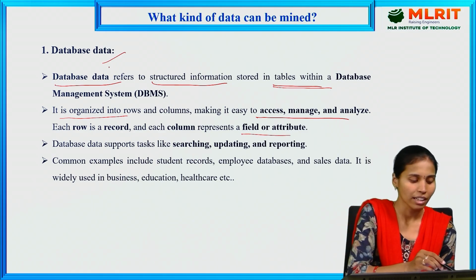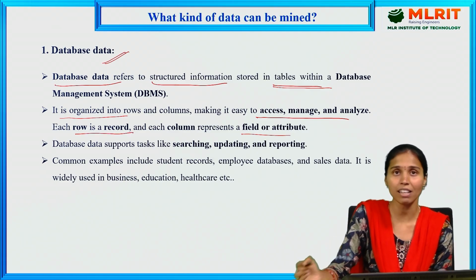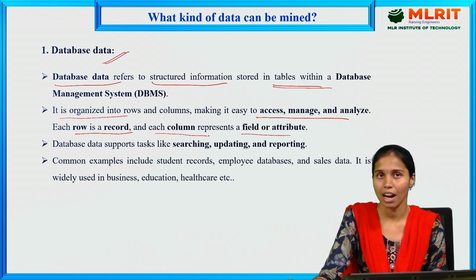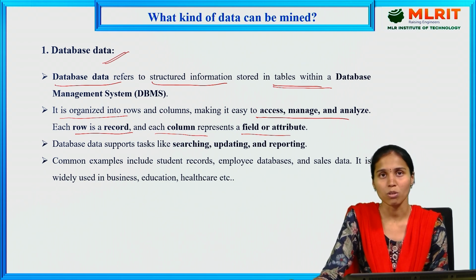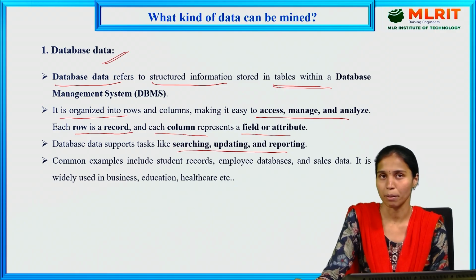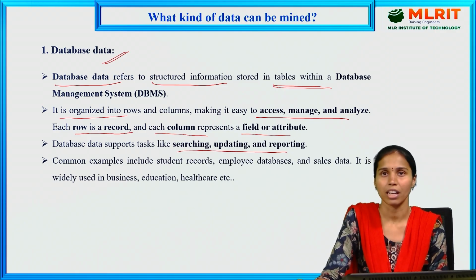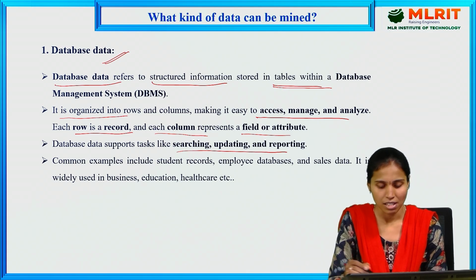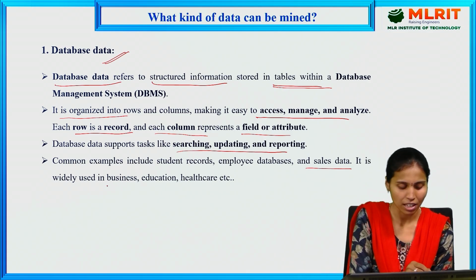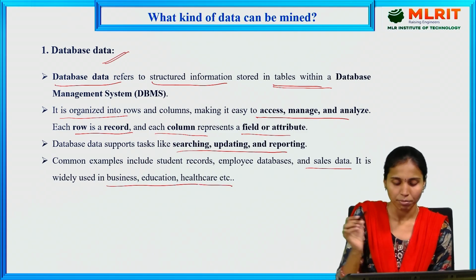In database data, each row is represented as a record and each column is represented as a field or attribute. Database data supports tasks like searching, updating and reporting. Common examples include student records, employee databases or sales data. It is widely used in business, education, healthcare, etc.